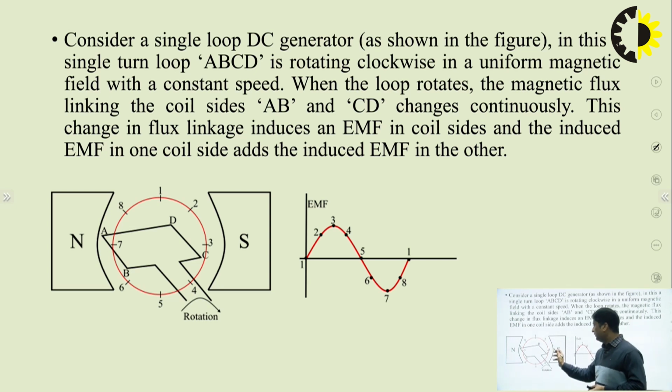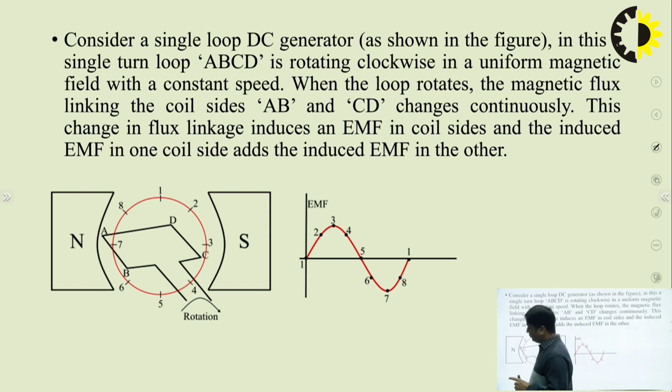So similarly, at different positions, the voltage will be induced in the coil, and when we trace the graph, it will be a sinusoidal. So it means that the voltage induced in the coil of the armature is sinusoidal.